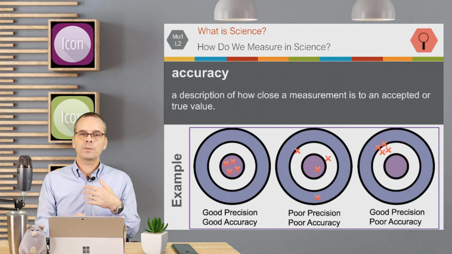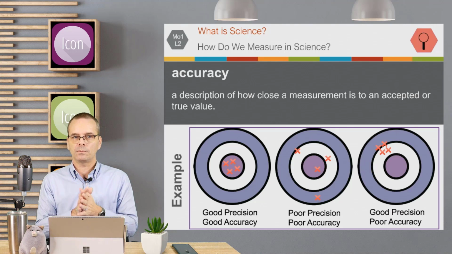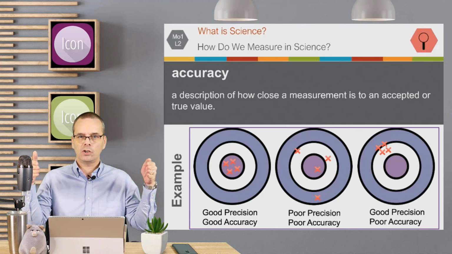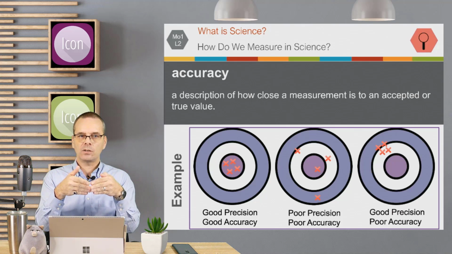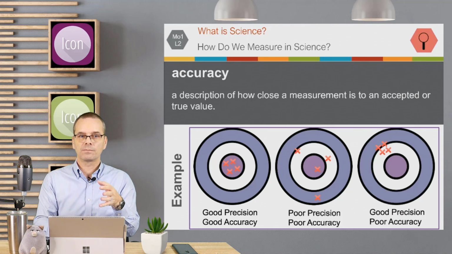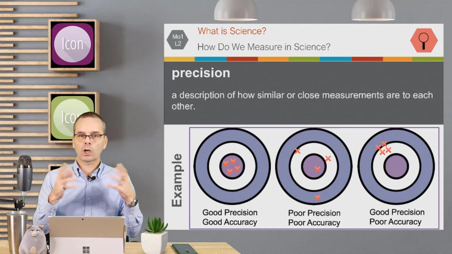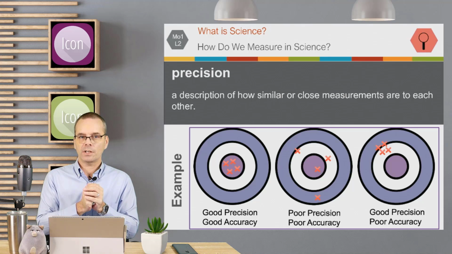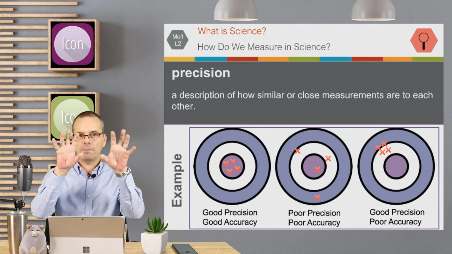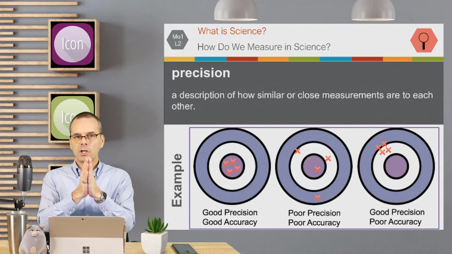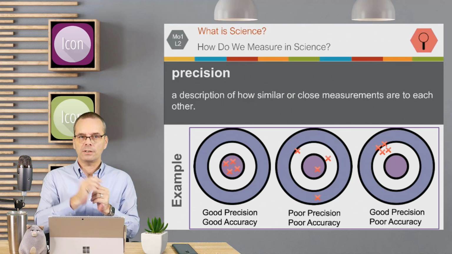Accuracy is a description of how close a measurement is to an accepted or true value. So, accuracy means you're right at what people believe is the accepted value of a solution. Whereas precision is a description of how similar or close measurements are to each other. So if you've taken many different measurements, are they all pretty close to each other? If so, then you have good precision.